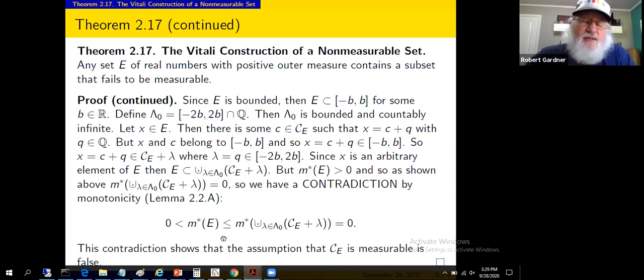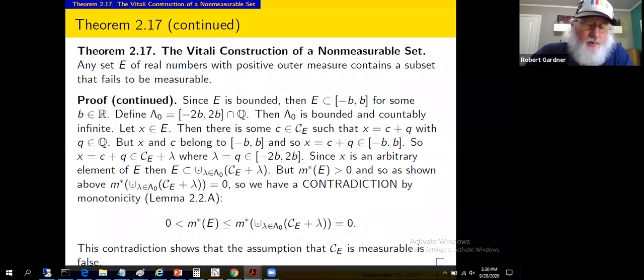Monotonicity tells us then the outer measure here is less than or equal to the outer measure here. And we showed on the previous slide that the outer measure of that union was 0 under the assumption that C sub E was measurable. And so we've got 0 is strictly less than 0. There's your contradiction right there. So the assumption we made upstairs, that C sub E is measurable, must be false. And so C sub E is not measurable. There's your non-measurable set.